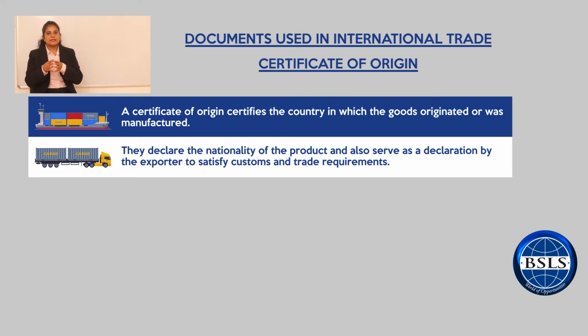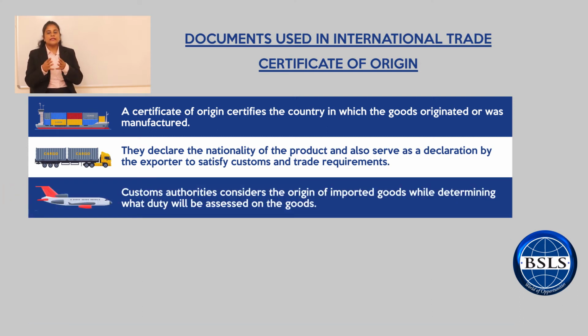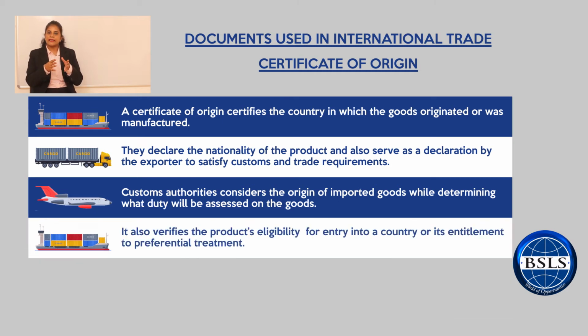For some products imported from country A, the duties may be higher, while for other products imported from country B, the duties may be lower. The customs authorities need to know the country of origin of the imported products in order to assess and decide on the applicable duty amount as per the trade agreements. They refer to the country of origin document to decide on the country of origin of the product.